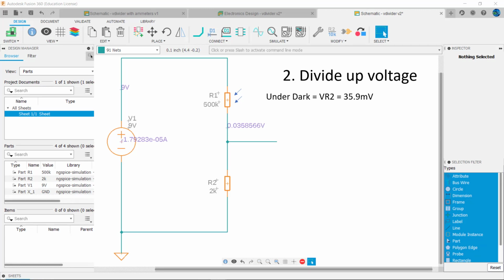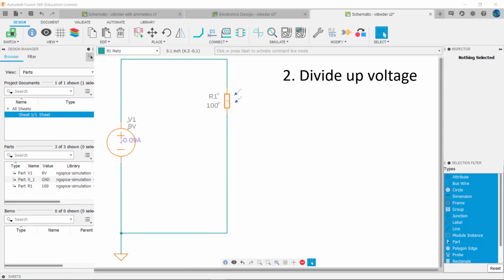So if we change the resistance value of R1 to 500K and simulate the circuit, we see the voltage drops to 35.9 millivolts. And let's say that under light conditions, the resistance changes to 100 ohms. Changing R1 to 100 and selecting Simulate shows that the voltage rises to 8.57 volts. Placing R1 alone across the power source won't work, as we would always have the same voltage of 9 volts across R1.